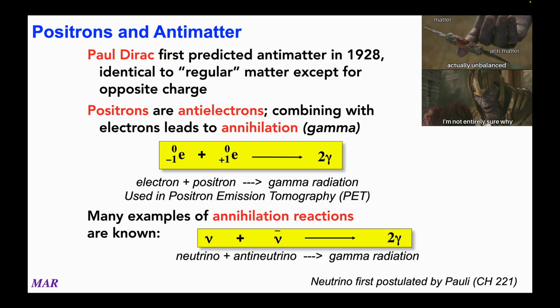Lots of examples of annihilation reactions. Here's a neutrino and an antineutrino. They combine as well to make two gammas. If you had a proton and an antiproton, they would combine to make two gamma rays. Amazing. All right. Neutrino is another one of these subatomic particles that we're not going to talk about. Very cool kind of stuff. Anyway, go with the flow.